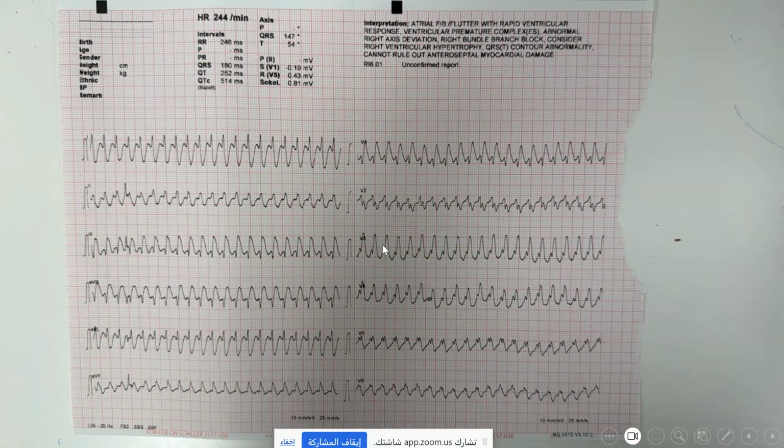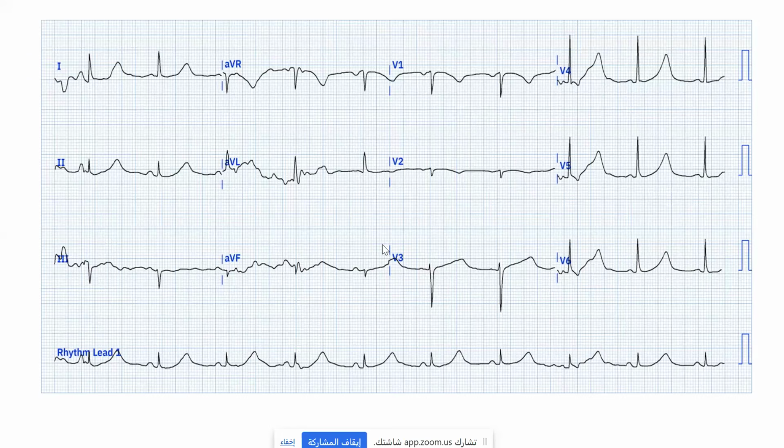I know this is a tough ECG and can't be easy like the others. Anyway, this is an easier ECG. Can anyone contribute here?